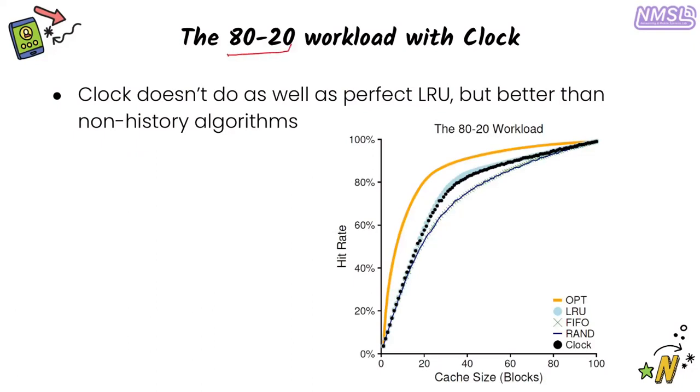So that's approximating LRU. Going back to the 80-20 workload, there's LRU and there's clock, very similar. Obviously clock is not as good as perfect LRU, but still much better than the non-history algorithms. It is much easier and efficient to implement, and the performance is not that bad. That's good enough, and a trade-off that's worth making.